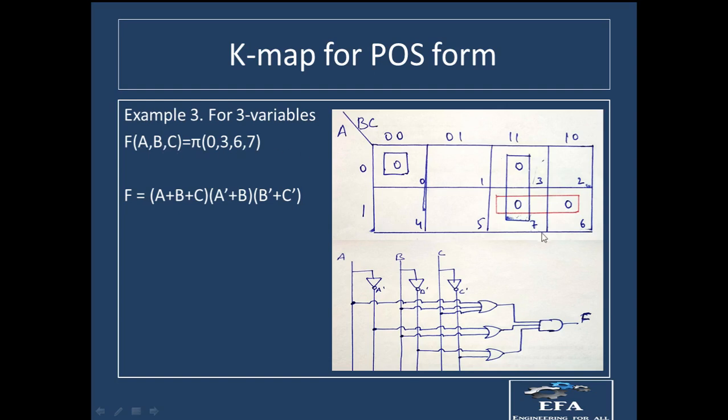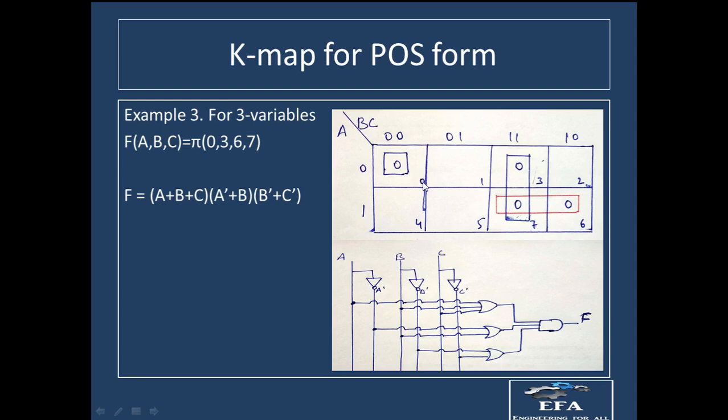So again we will make the K map like this. So A is coming over here, B is coming here. So A is equal to 0 and 1, and BC will be equal to 00, 01, 11 and 10. Now in this case, what we are going to do is put zeros in those cells which are mentioned in this bracket, right? So we are having 0, 3, 6 and 7.